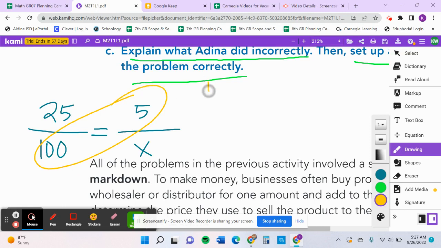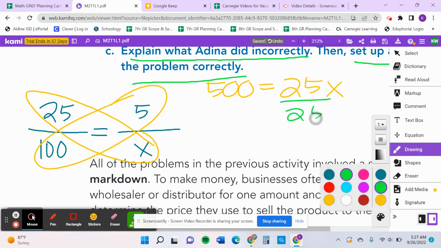5 times 100, oh, I know that. 500, I can easily solve that in my head. And 25 times x gives me 25x. Now we divide to solve for x. Divided by 25, divided by 25, and x is equal to.